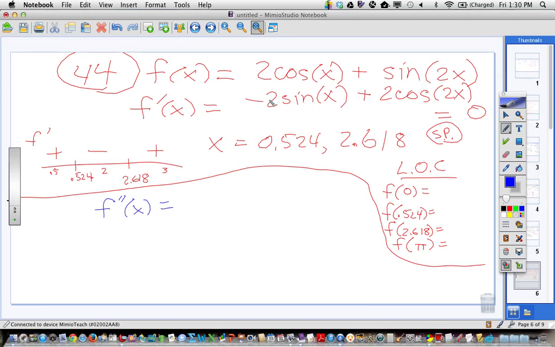Okay? Well, what's the derivative of negative 2 sine x? Why are we doing f double prime? Because they're asking us where is it concave up. So we want to know when f double prime is positive. So the derivative of this is negative 2 cosine x minus 4, because we're going to have to kick out another 2, sine 2x. So derivative of cosine is negative sine, so we'll get a negative, kick out a 2, that'll be a 4. Then we want to set that equal to 0.